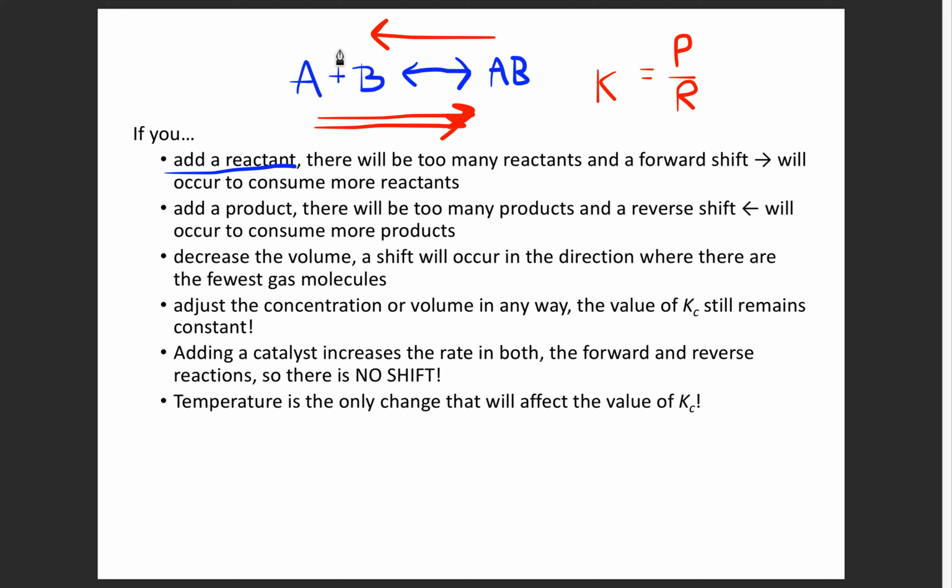So if I'm increasing the concentration of this, it's going to shift to the right. In other words, I'm going to have too much reactants. That number is going to be too big to satisfy what K is supposed to be, so therefore the reaction is going to shift to the right to use up some of those reactants to make product. This number gets bigger, that number gets smaller, and then K is back to where it's supposed to be.